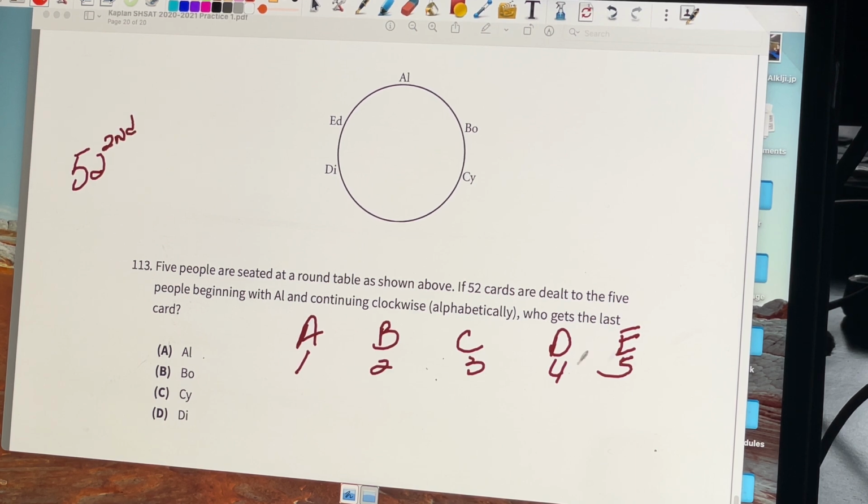Okay. So we can see if there's a pattern. 1, 2, 3, 4, 5, 6, 7, 8, 9, 10. And I'm pretty sure you already see one. If we go on, this person is going to get the 50th card, which means A is going to get the 51st, and B will get the 52nd.